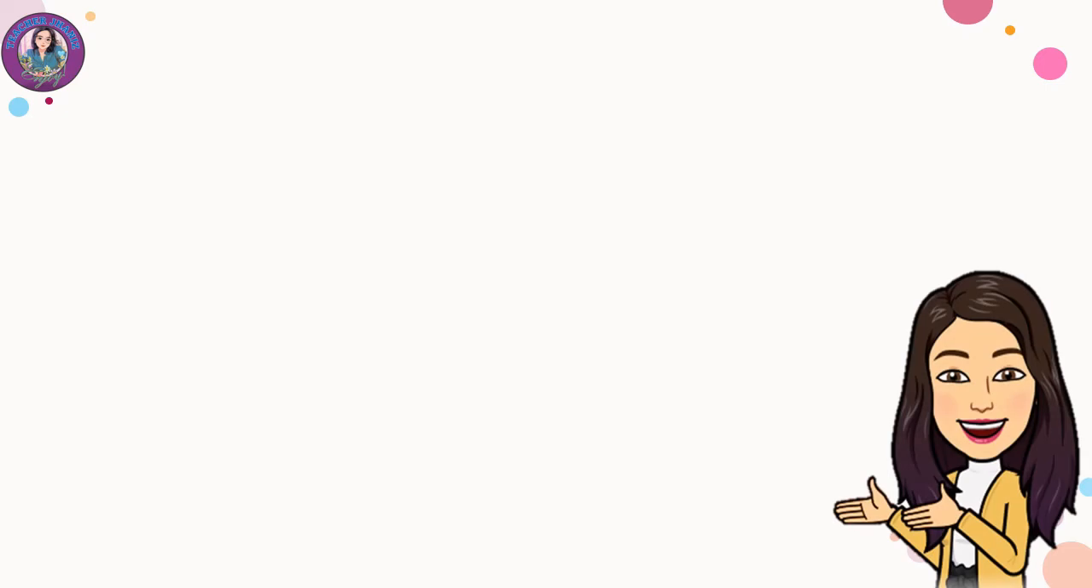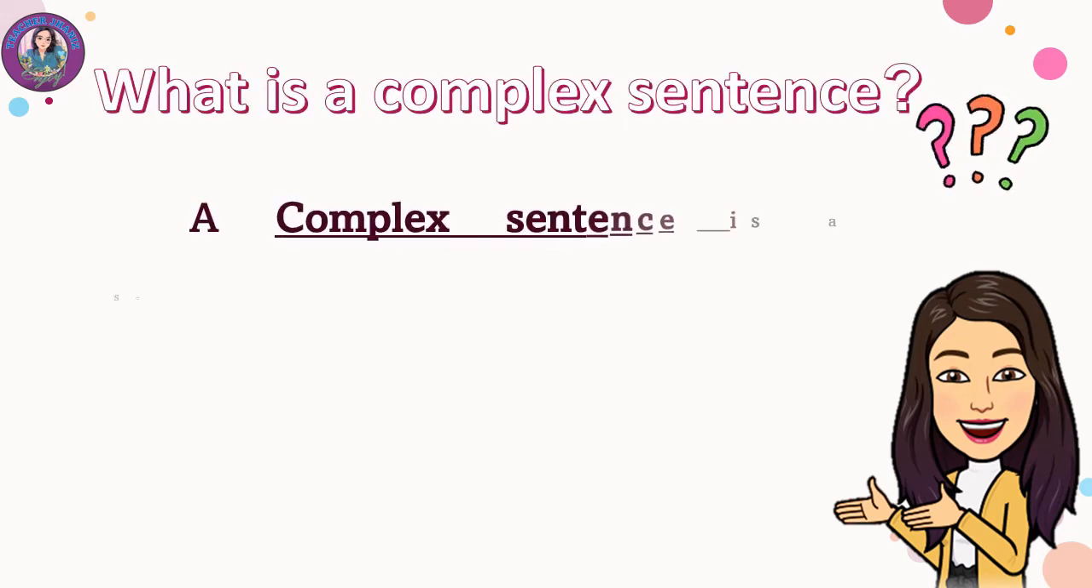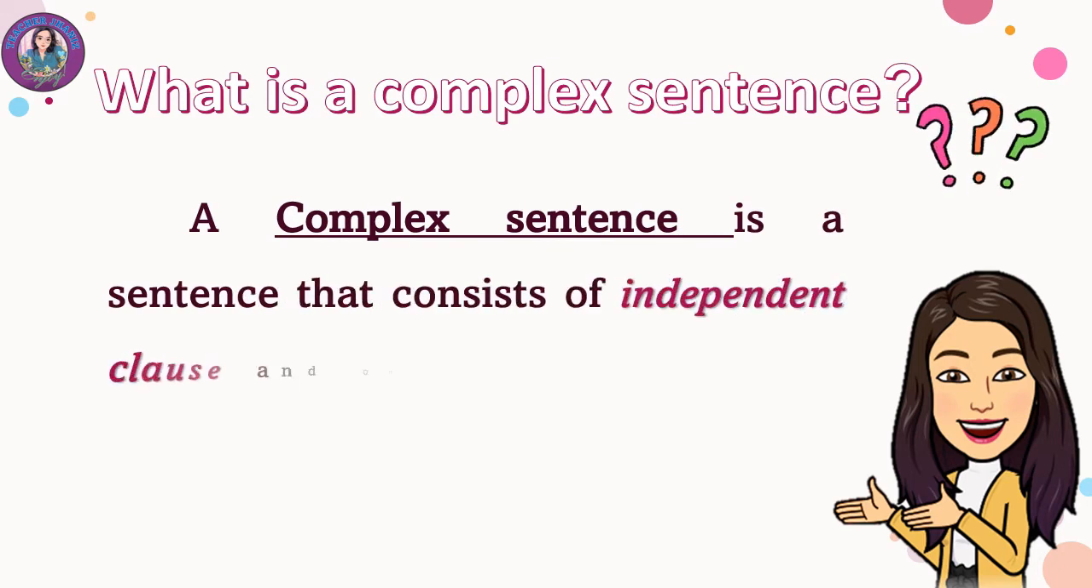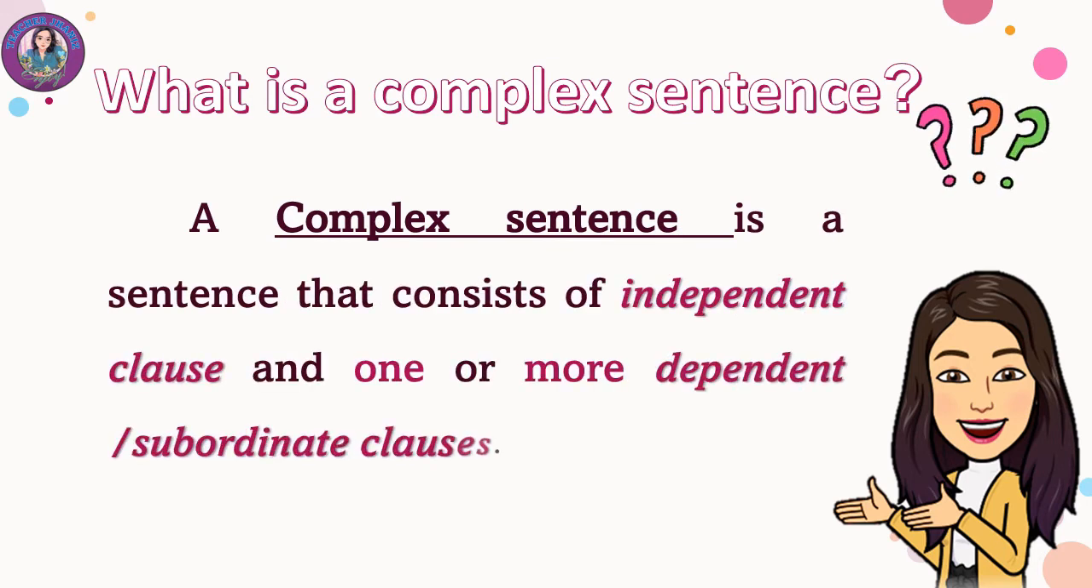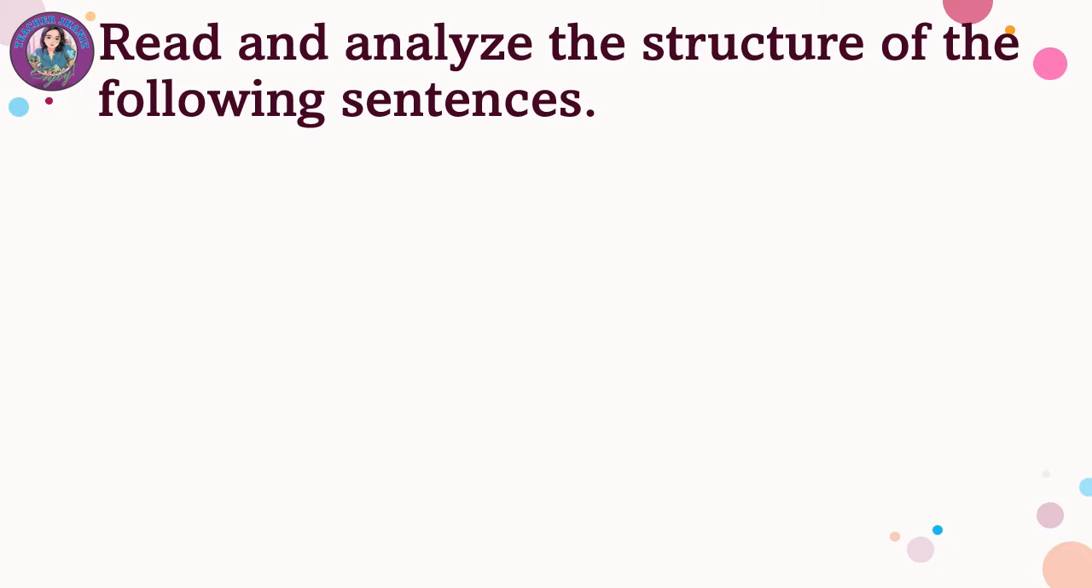Now, what is a complex sentence again? A complex sentence is a sentence that consists of an independent clause and one or more dependent or subordinate clauses. Let us read and analyze the structure of the following sentences.